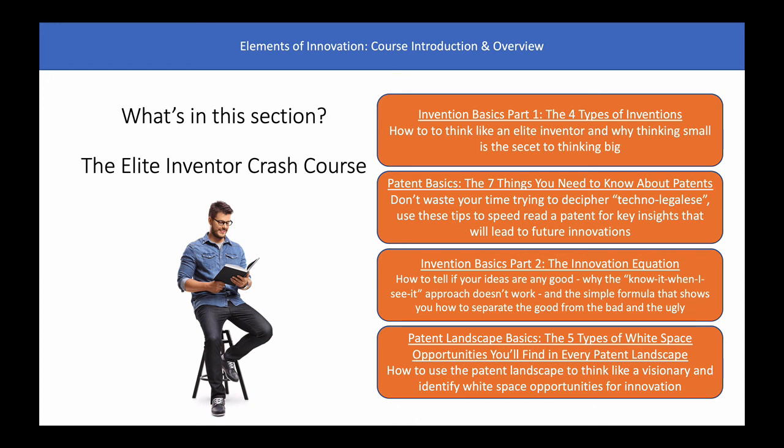Then we move on to the innovation equation. How can you tell if your ideas are any good, and why the know-it-when-I-see-it approach doesn't work? I'll give you a simple formula that shows you how to separate the good from the bad and the ugly. And finally, we end with the patent landscape basics, the 5 types of white space opportunities that you'll find in every patent landscape, and how to use the patent landscape to think like a visionary and identify those white space opportunities yourself.